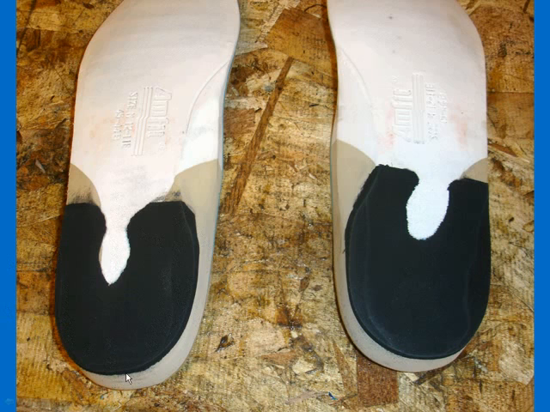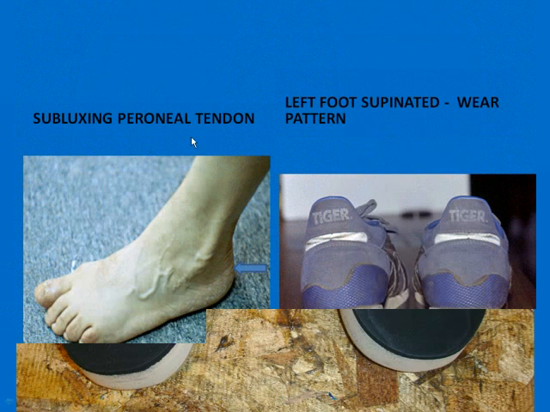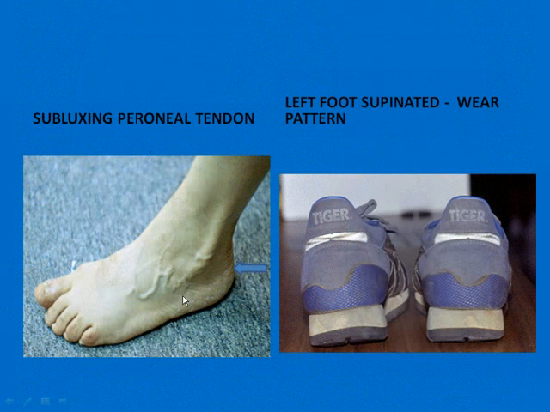Subluxing peroneal tendon leading to compression of the lateral nerve. And you can see the thickness and the inflammatory process, the subluxing of that peroneal tendon in this patient. A distance runner, these are the shoes they're in, and you can see the severe supinated characteristics on the left.